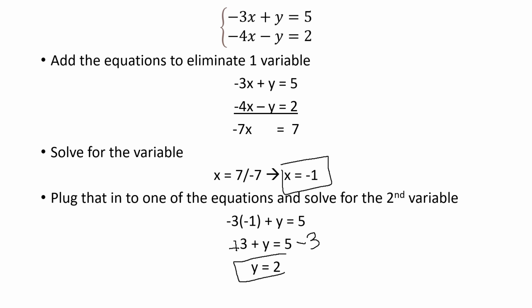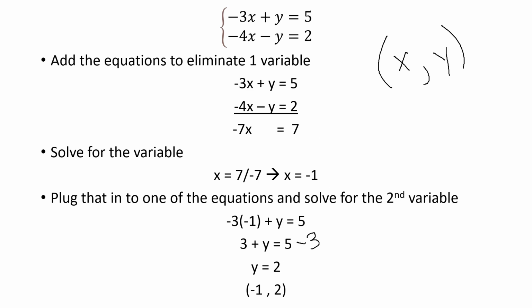So now I have an x value and a y value. But remember, I told you I'm solving for where these two lines intersect, which is a point on a graph. So when I give an answer to a problem like this, solving for x and y, I need to write that in coordinate form. And remember, coordinate form is x value, comma, y value. Well, x is -1, y is 2. So my answer is -1, 2.